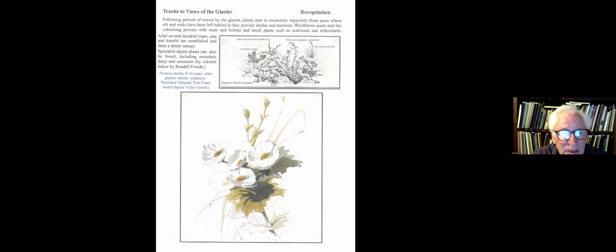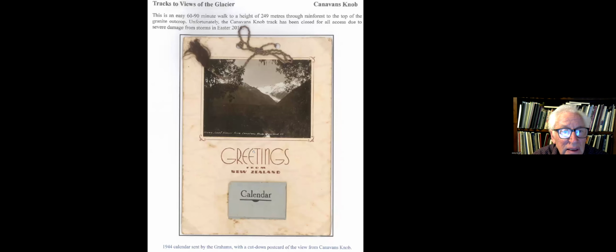Neither of these are postcards. These are images which I've taken from a guidebook to the Franz Josef Glacier, showing the different types of vegetation which grow as the glacier retreats, and then the more famous one will be the mountain lily. This is a calendar, 1944. Takes the whole page.